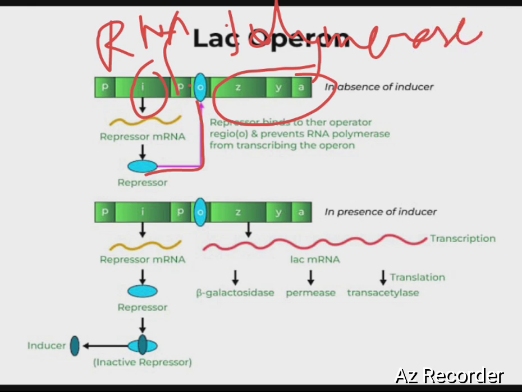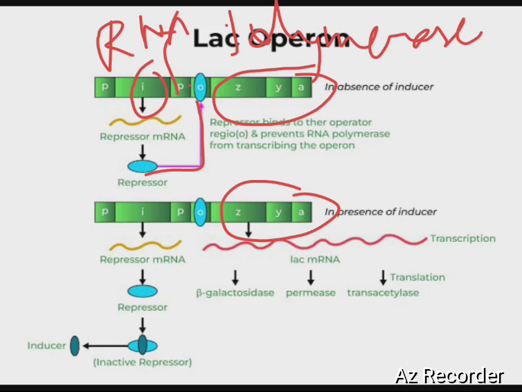And what does lac I do? It codes for the repressor protein. It controls the production of the repressor protein. When the repressor is formed, it will bind to the operator, and this will prevent the RNA polymerase from transcribing the operon.